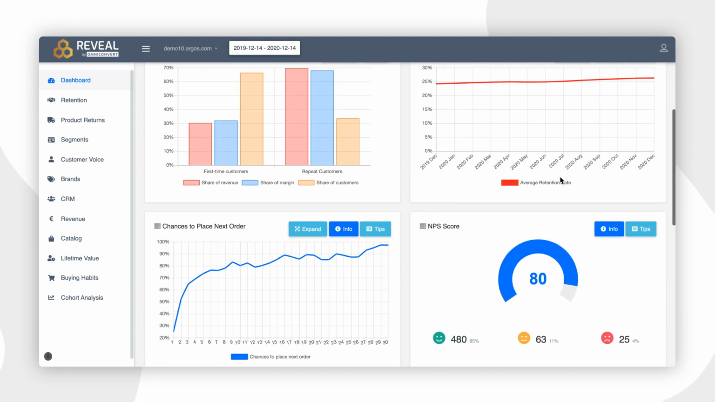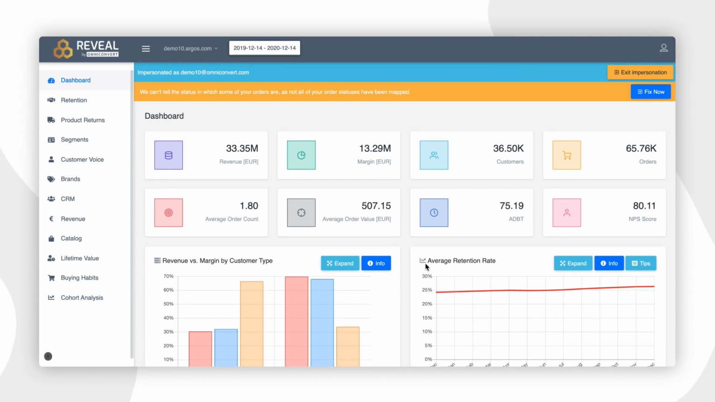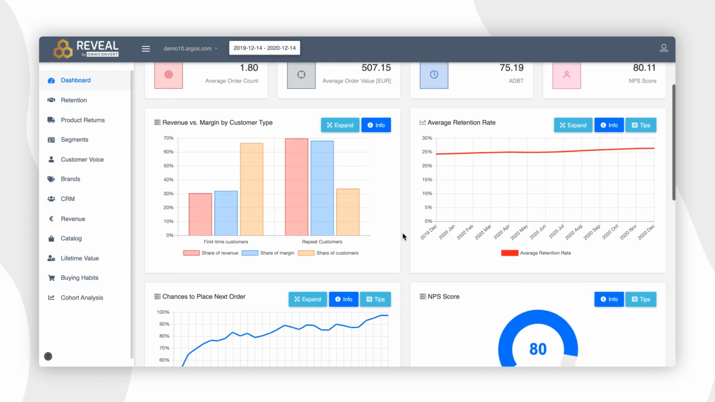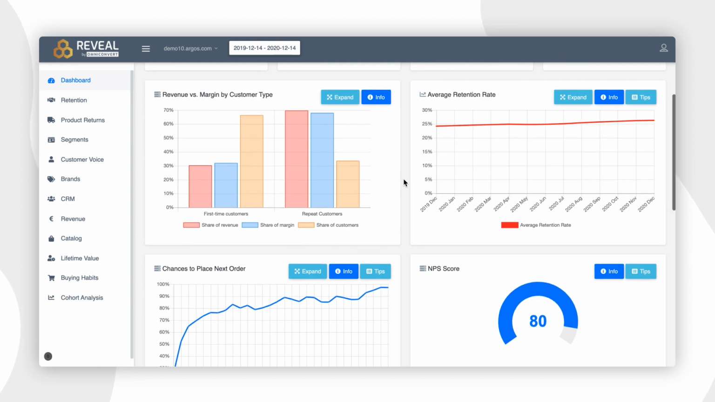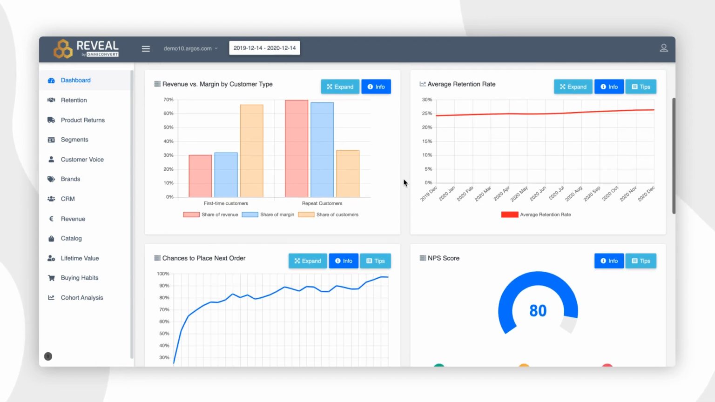Another essential report you will get in Reveal is the revenue versus margin by customer type. It's not a secret anymore that this graph will prove that repeat customers are the gold mine for your business. This report shows you the balance between new customers and repeat customers in terms of revenue, margin, and volume of customers. Generally, this reflects the health of your business.